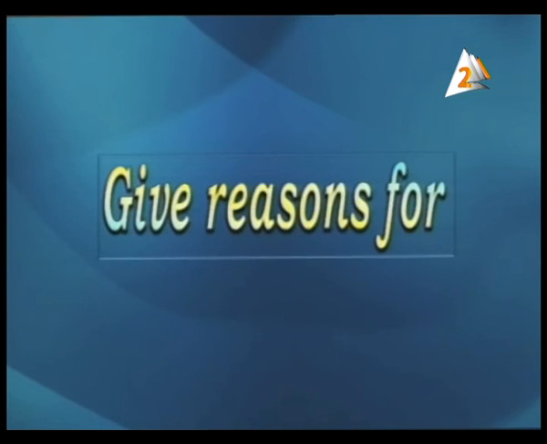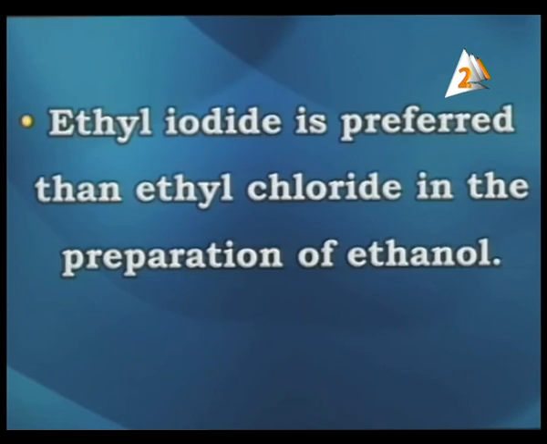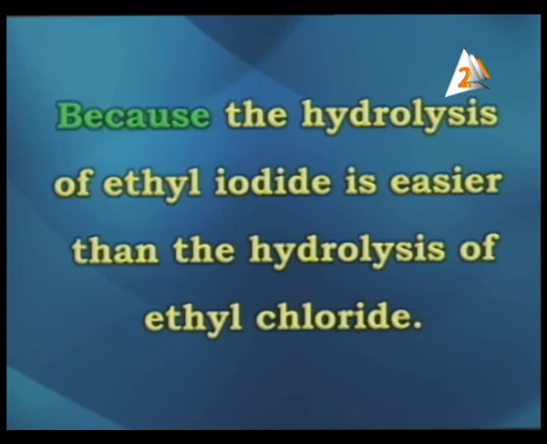Next type of question, give reason for. Ethyl iodide is preferred to ethyl chloride in the preparation of ethanol. The answer is because the hydrolysis of ethyl iodide is easier than the hydrolysis of ethyl chloride.